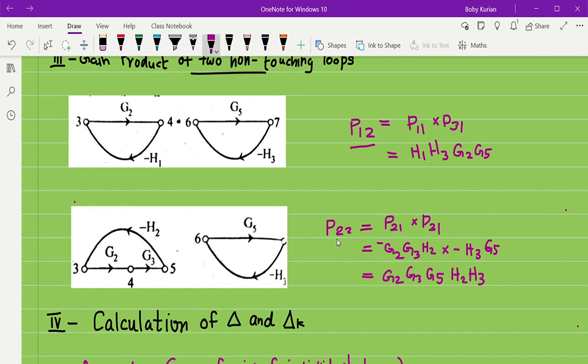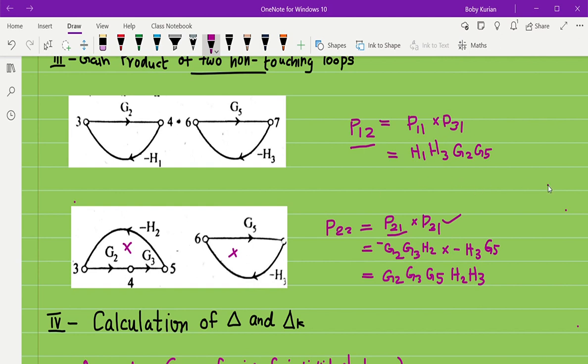Next one is the second two non-touching loops, that is P22, that is P21 into P31. Okay, so this is the second pair, and our third loop. We have to multiply the gains G2 G3 minus H2 into G5 into minus H3. So that will become G2 G3 G5 H2 H3. Okay, thus we have found the two non-touching loops and their gain products.